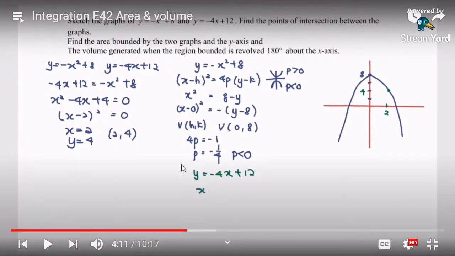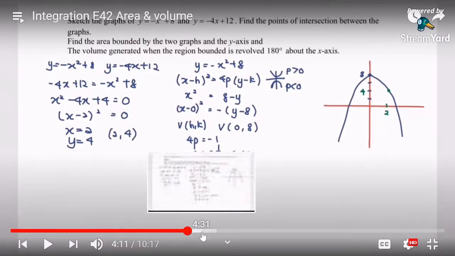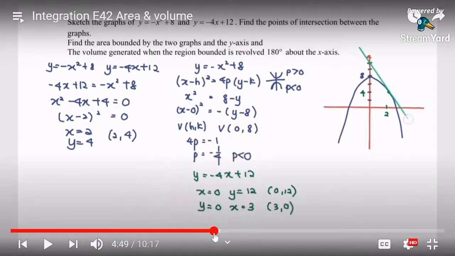So now I have a straight line. I have the intersection point at 2, 4. Then to draw the graph of a straight line, what do I need? I need two points, right? Two points in order to have a straight line. So I will substitute any value. Okay, any value. See? When x equals 0, y equals 12. When y equals 0, x equals 3. So I get my points. Then I plot 0, 12 and then 3, 0, and then touch the curve at 2, 4.